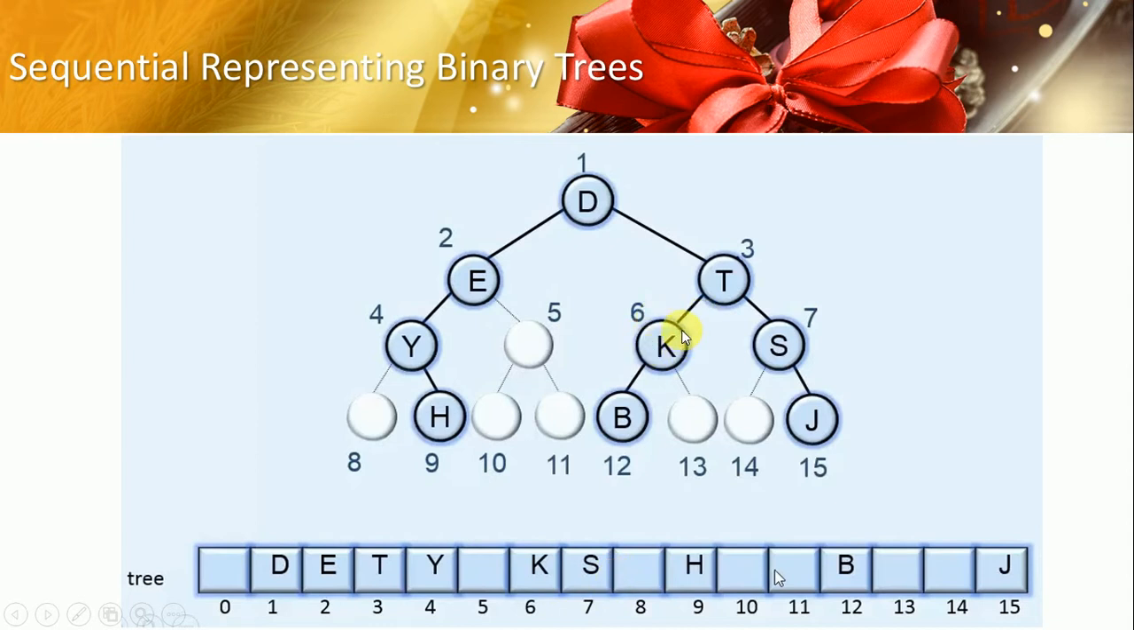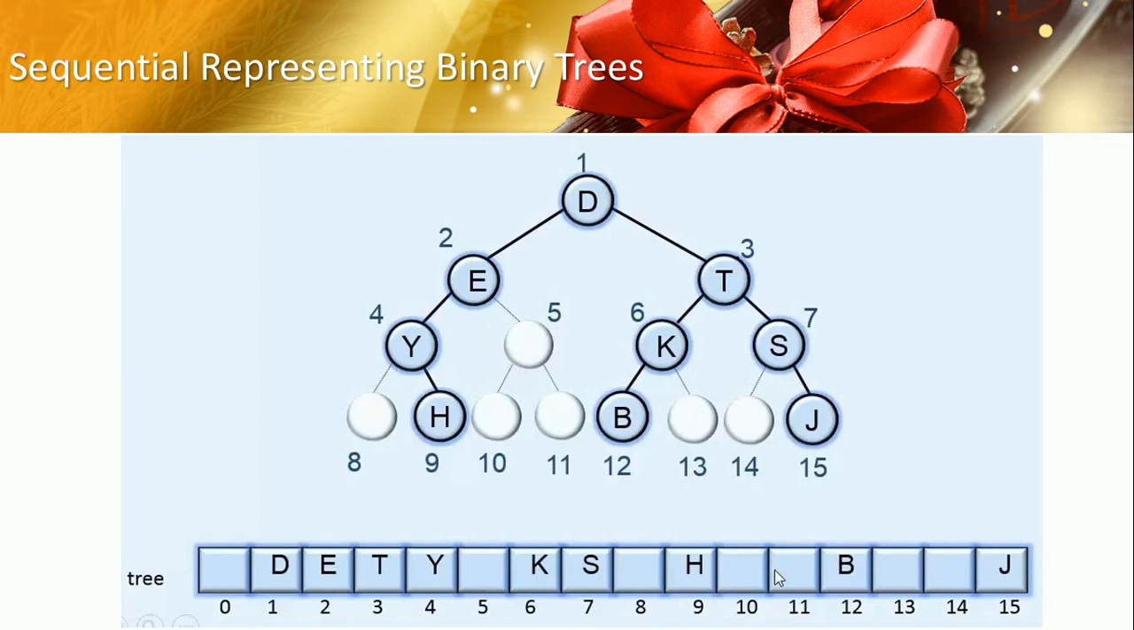Now we are going to calculate the location of K. K is at location 6. 6 multiplied by 2 is 12, and 12 will contain B. And 6 multiplied by 2 plus 1 is 13. Location 13 would contain the right child, but there is no right child, so it is empty. Now we are going to calculate the location of S. S is at location 7. So 7 multiplied by 2 is equal to 14, which will contain the left child. There is no left child, so it will be empty. And 7 multiplied by 2 plus 1 is 15, which will contain the right child. So it will be stored in memory like this. Now you are going to practice it manually.